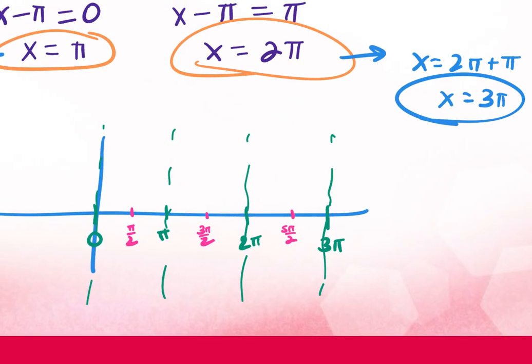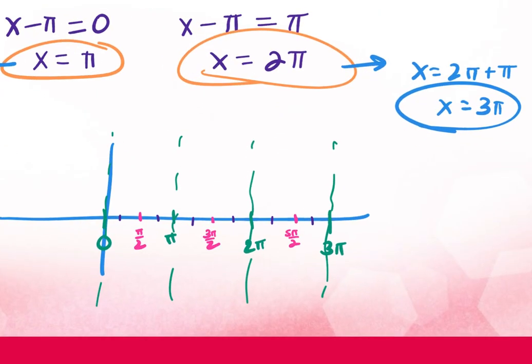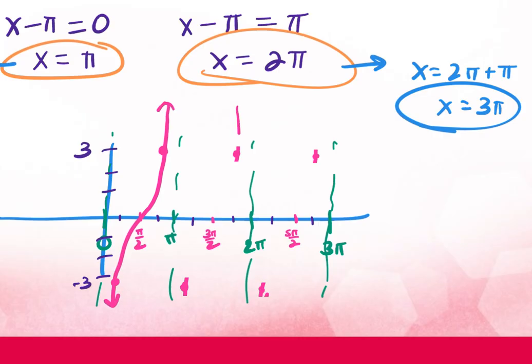Then I'm going to mark my quarter and my 3/4. And my A, I changed to be 3. 1, 2, 3, 1, 2, 3. Now, if this was positive cotangent, it would look like this. But it's not, it's negative cotangent. So I'm going to mark down here at the quarter point and up here at the 3/4 point. So that 3 is making it vertically stretched. And the negative reflected it.